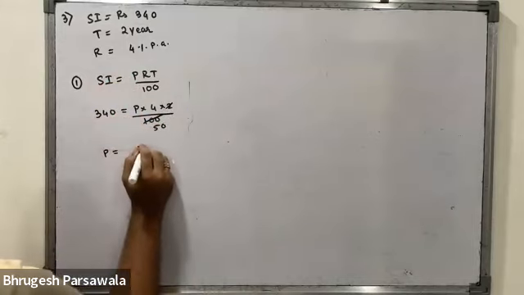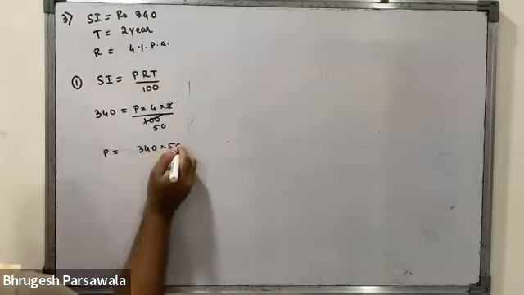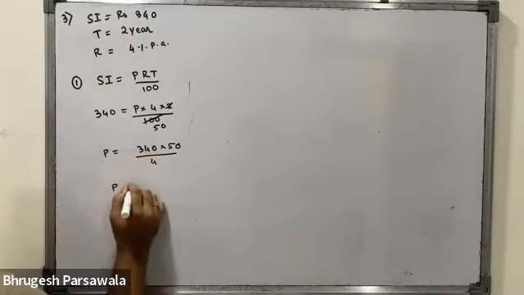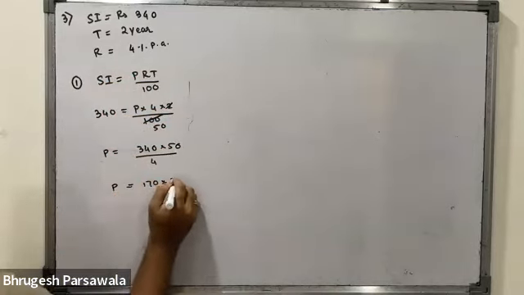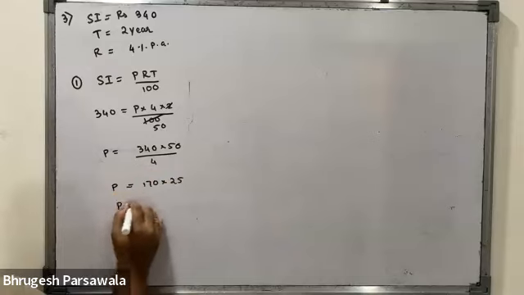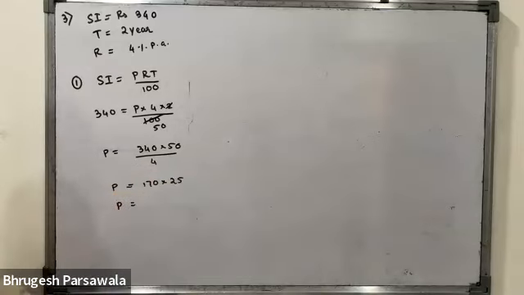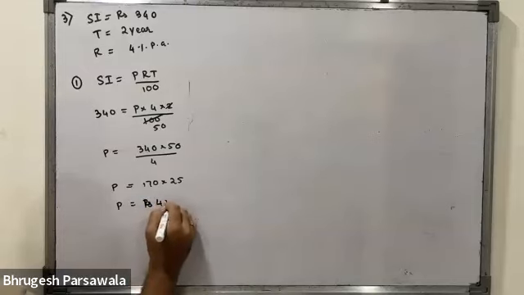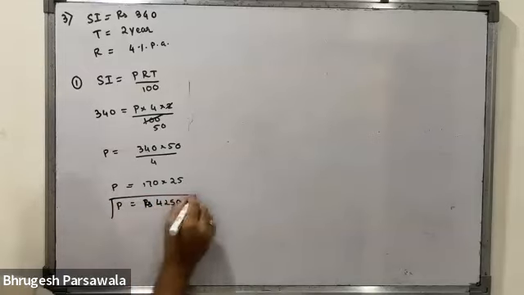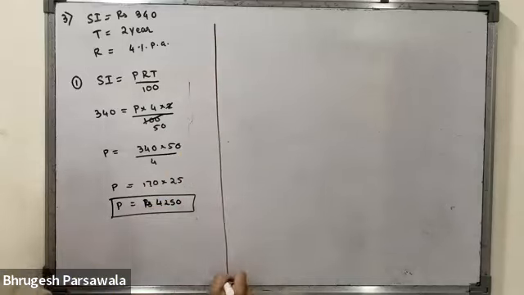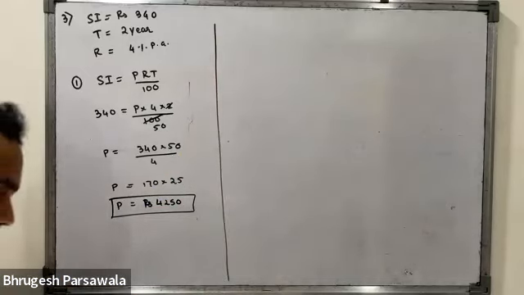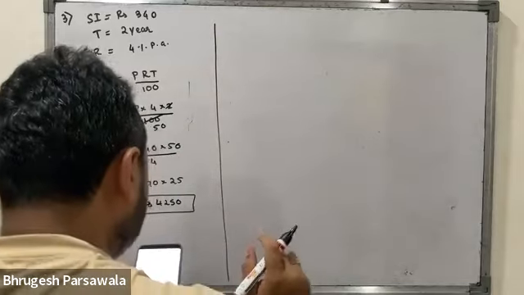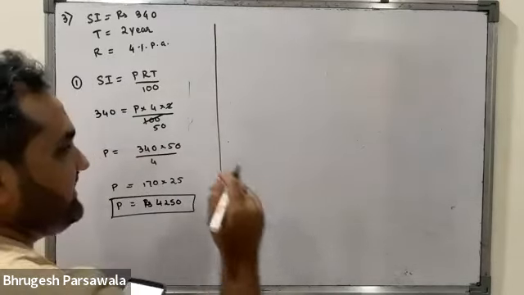So P is 340 into 50 upon 4, that is 170 into 25. P is equal to 4250 beta. Now please read the question very carefully. Second part of the question: calculate the compound interest on this sum.